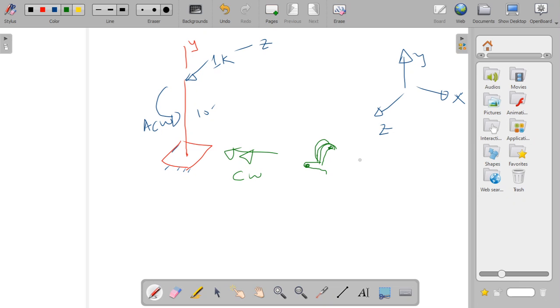Just do it and see it from here. You will realize that this is a clockwise movement. So you can do it for this as well. This is an anti-clockwise movement in x direction.